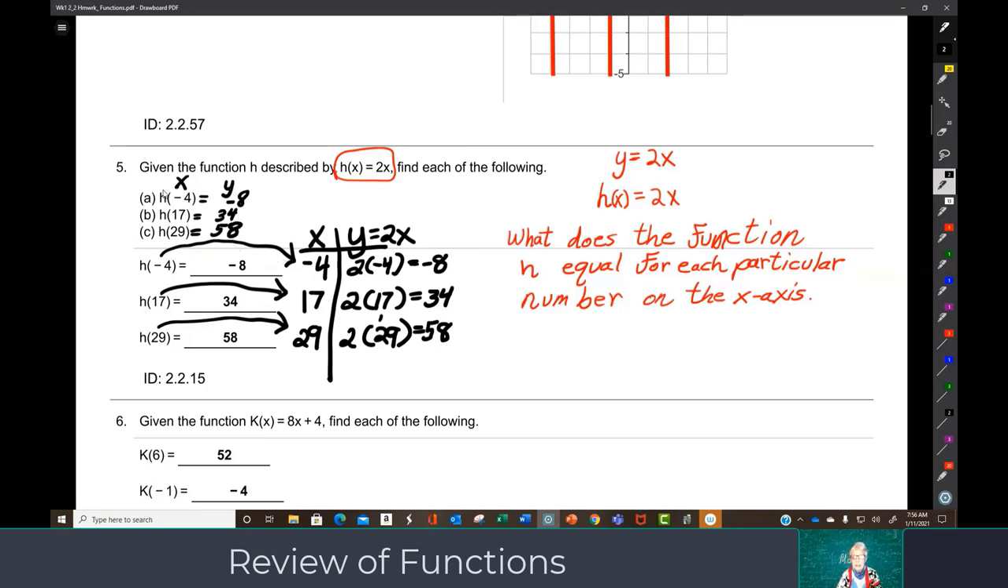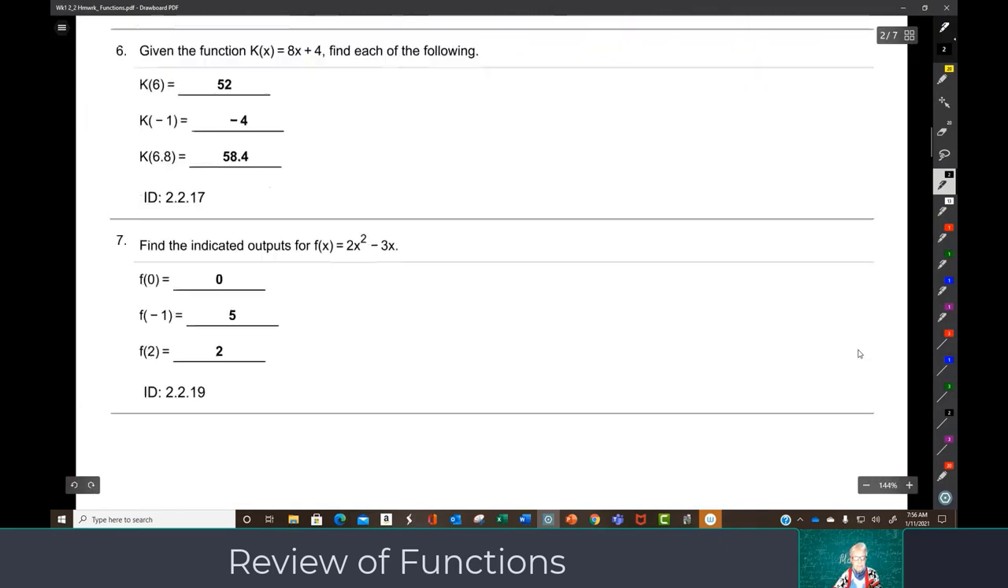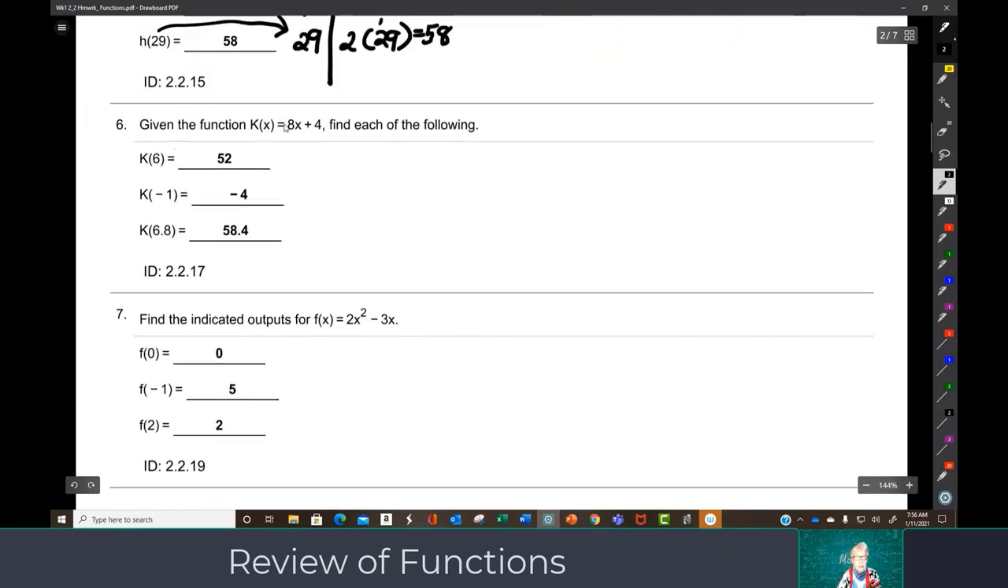And so, it's like making an X and a Y chart. It's exactly the same thing. Let's do it again. Here we have the function k of x equals 8x plus 4. That's really just a fancy way of saying y equals 8x plus 4.